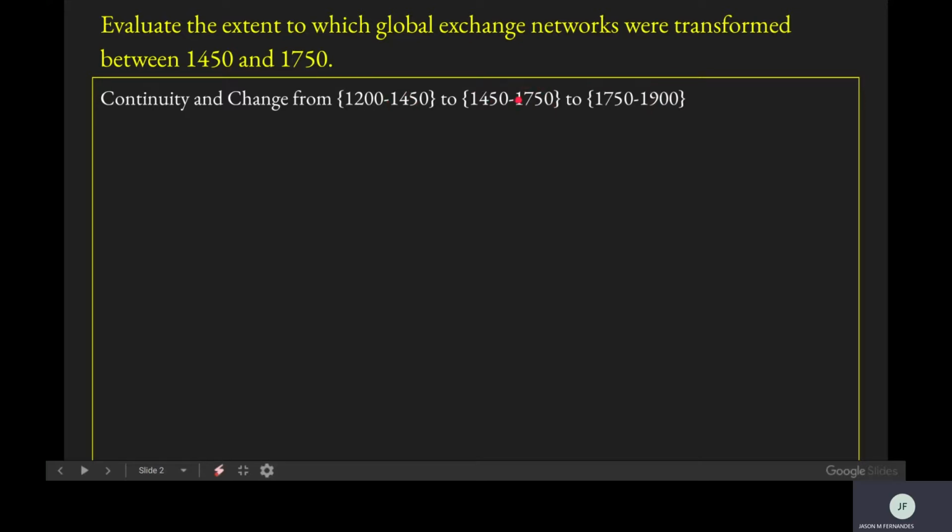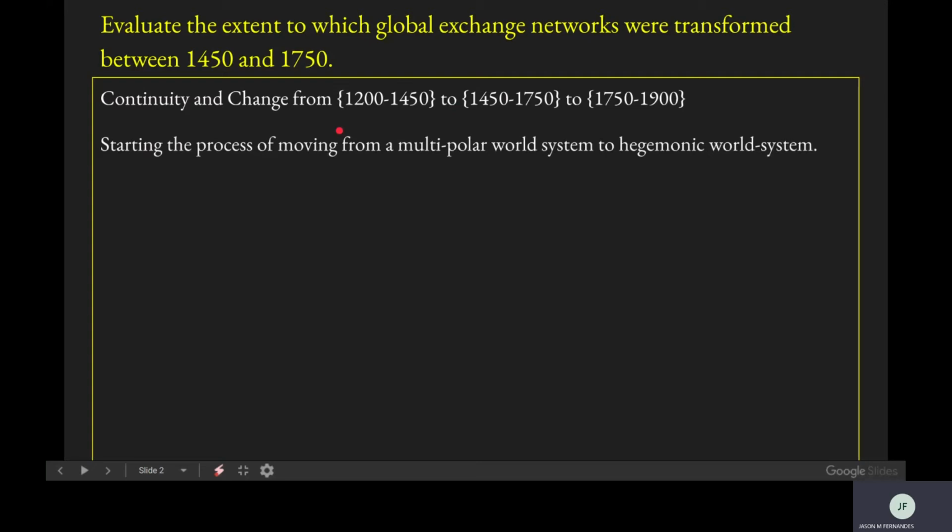Now, first, I want to quickly do an overview of what we're going to look at here, and then, like I said, we'll get into it. So the big idea here, if we're thinking globally, is that we're going to move from a multipolar world system. That's what we had here. You had China, you had the Arab world, you had India, etc. All these different poles who are contributing to the system.